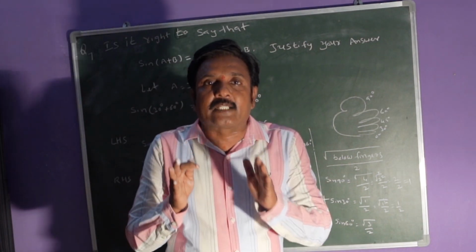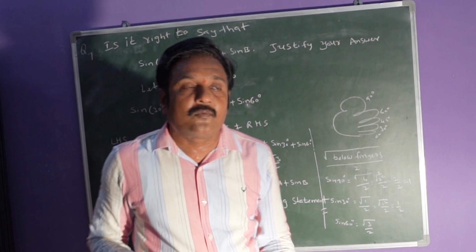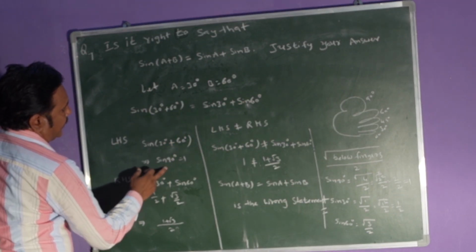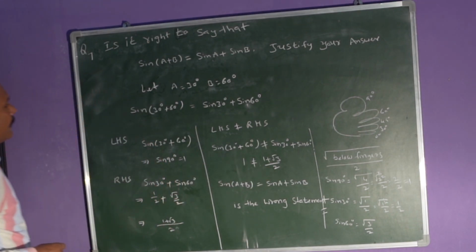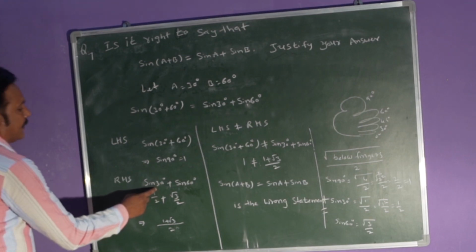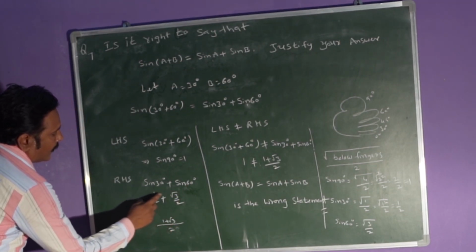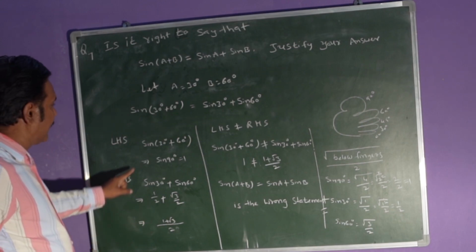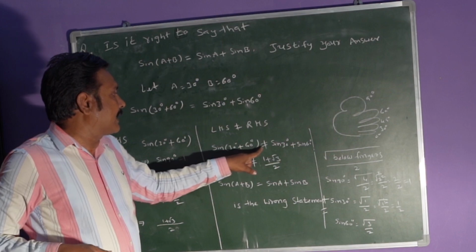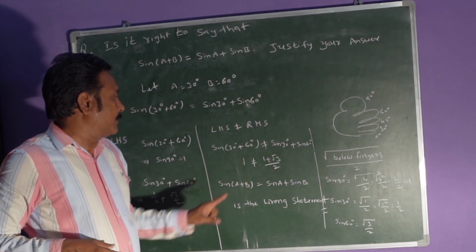These both are equal, this statement is right, and these both are not equal, this statement is wrong. On this place, I will take LHS. Sin 30 plus 60 is equal to sin 90. Sin 90 value is 1. And I will take RHS. Sin 30 degrees plus sin 60 degrees. Sin 30 degrees is equal to 1 by 2 plus sin 60 degrees is equal to root 3 by 2. LCM is 2. 1 plus root 3 by 2. LHS is not equal to RHS. Then sin of 30 degrees plus 60 degrees is not equal to sin 30 plus sin 60. 1 is not equal to 1 plus root 3 by 2.